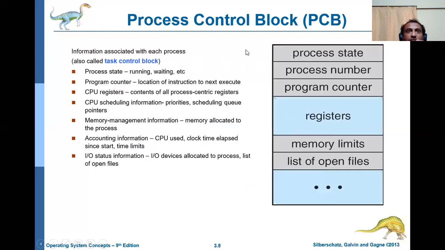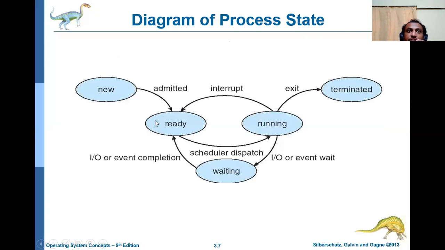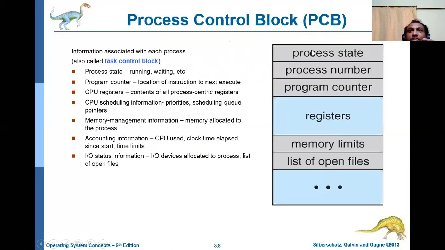And for a process, these are the various things every process will have. It will have a process number, just to identify it. It will have the state of the process, that is, in which state it is: new, ready, running, waiting, or terminated. It will have the program counter and registers. Every process will have a separate memory, the memory limits, and the files it requires. So this is what a process control block is.